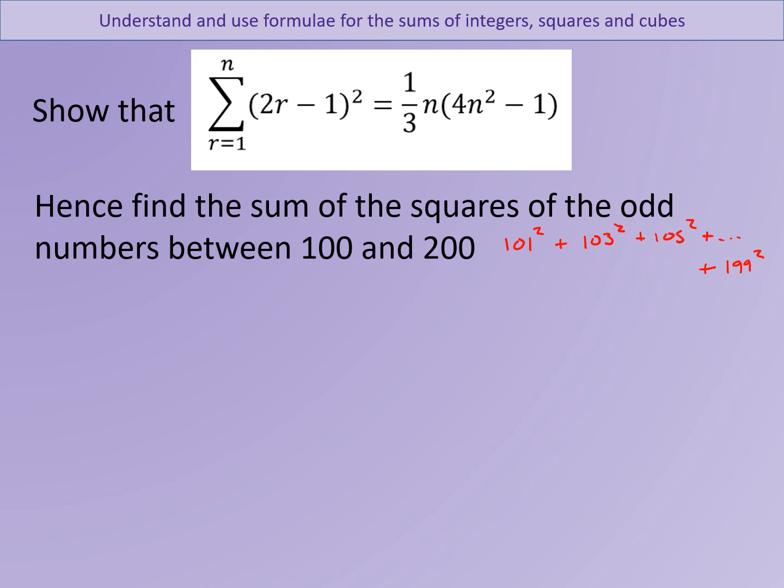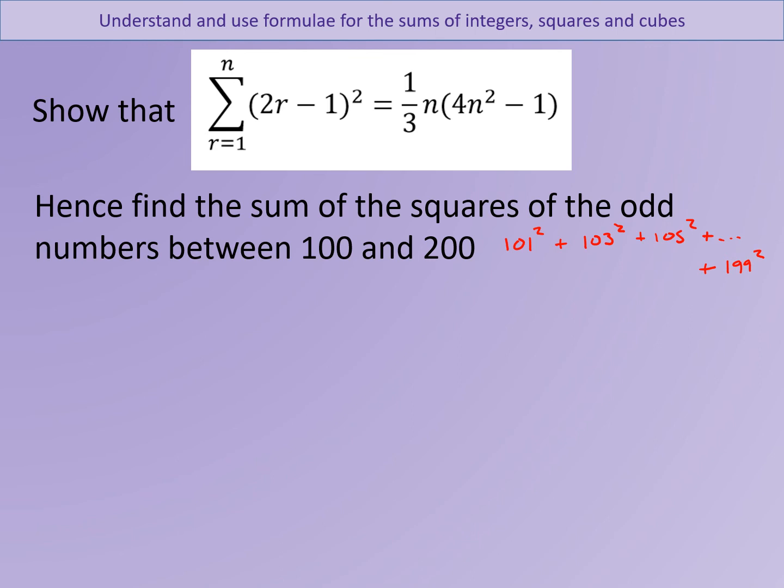So we need to be able to use the formula that we've just acquired. We can see 2r minus 1 is a general way of writing an odd number, because if r is an integer, 2r will always be an even integer. So if you do 2r minus 1, you will always get an odd integer. So if we can work out where to start and where to stop with this formula in terms of r, we should then be able to work out the answers over there.